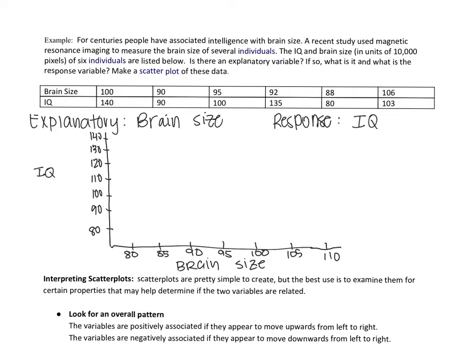So a brain size of 100 had an IQ of 140. So I go to 100 and 140, place my first value, and then 90 and 90, 95 and 100. Then I had a 92 and a 135, 88 and 80, and lastly 106 and 103. So this is the scatter plot that represents brain size and IQ.